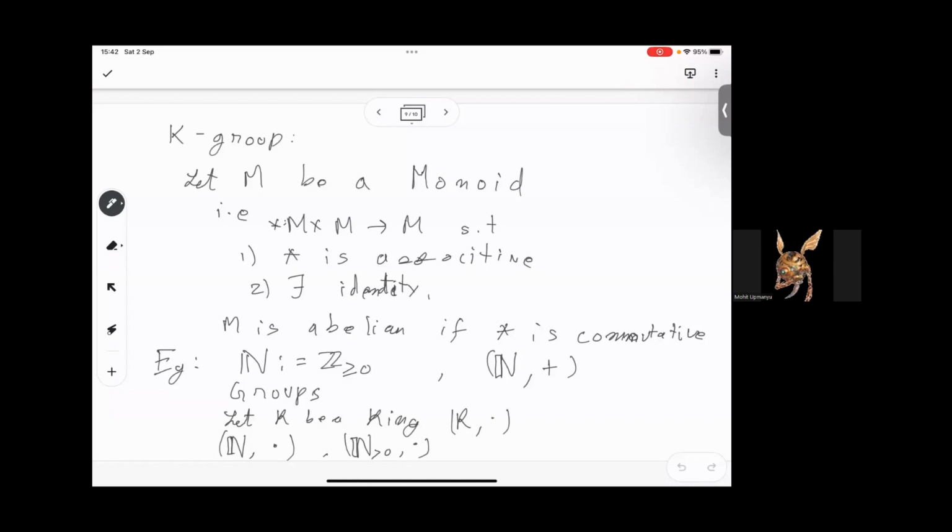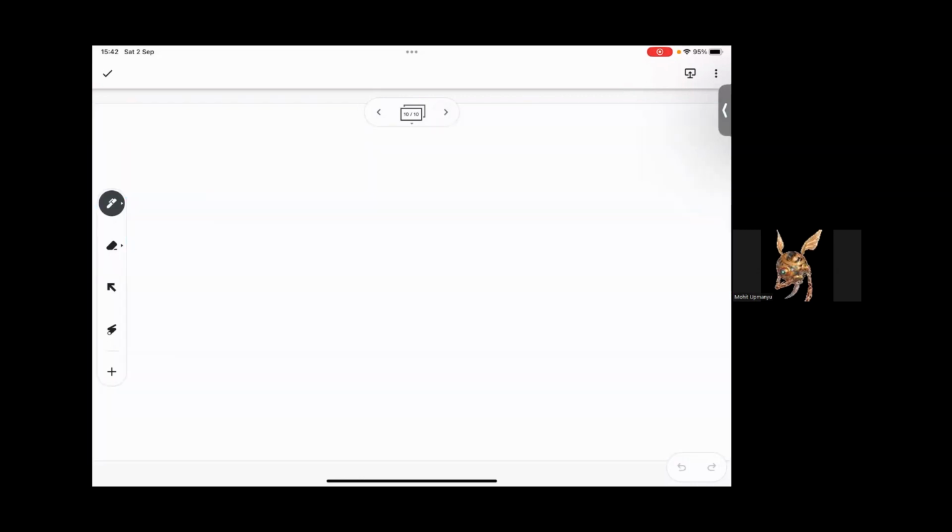So yeah, and of course the example that we're really interested in, which I completely forgot, Vect of X. The vector bundles over X are a monoid under direct sum and tensor. And yes, there is a zero vector bundle, which we don't usually talk about, but it exists.